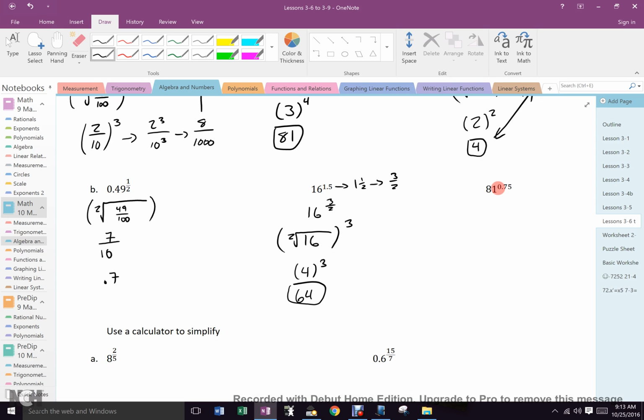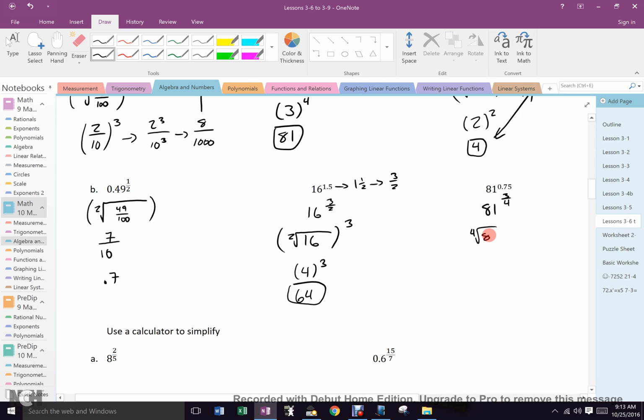Decimal exponents don't work. So what do you got to change it to? Fraction. What fraction is it going to be? 75 over 100 would work, but wouldn't it be better to do it simplified? 3/4? Because I don't know about you, Sammy, but I don't know the 100th root of 81. But I do know the 4th root of 81.